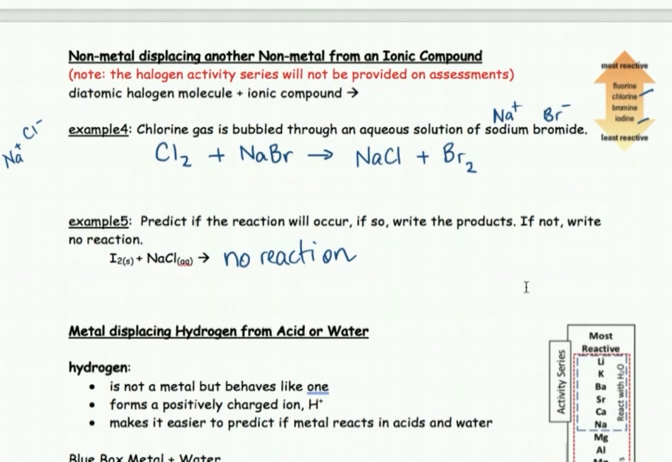And non-metals. So again, you're going to use the halogen activity series to determine if a reaction occurs or not. So again, you need to be able to write out the products. That's where this nomenclature skill comes in. So make sure you can do that.